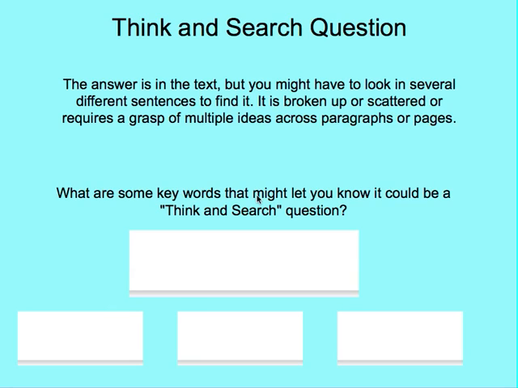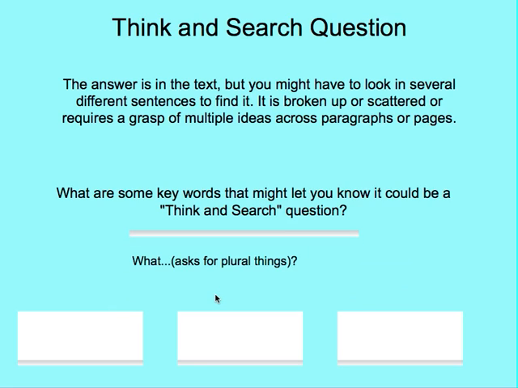Scattered or requires a grasp of multiple ideas across paragraphs or pages. So you're still basing your answer totally on the evidence, it's just you're going to find your answer in several different places. So we need to know some keywords to let you know if you might be having a think and search question. These questions ask you what if they're asking for something plural.